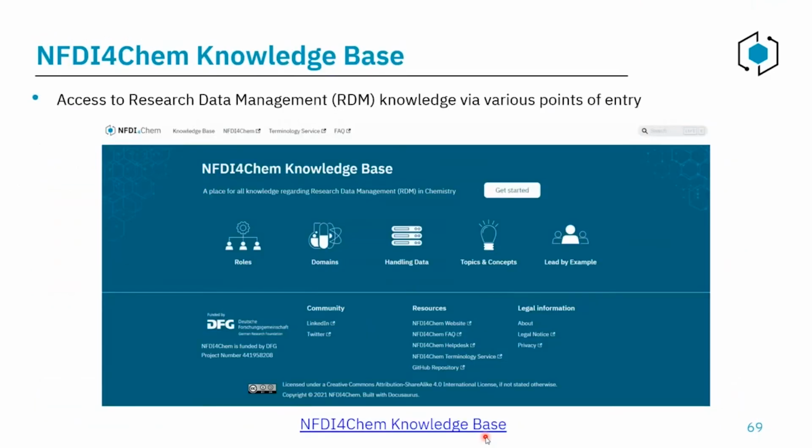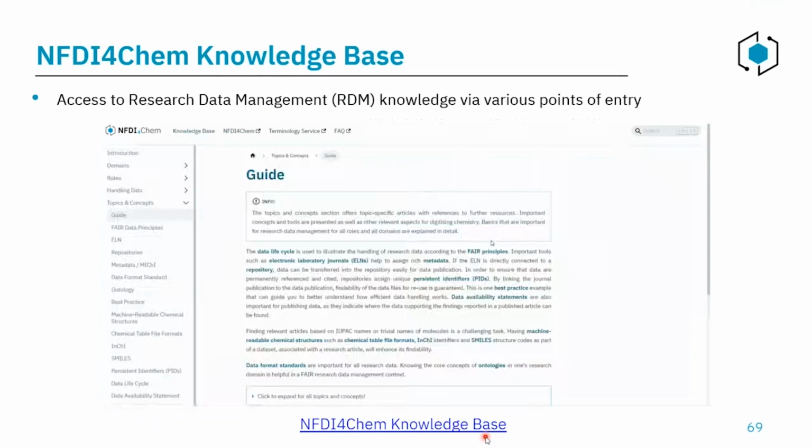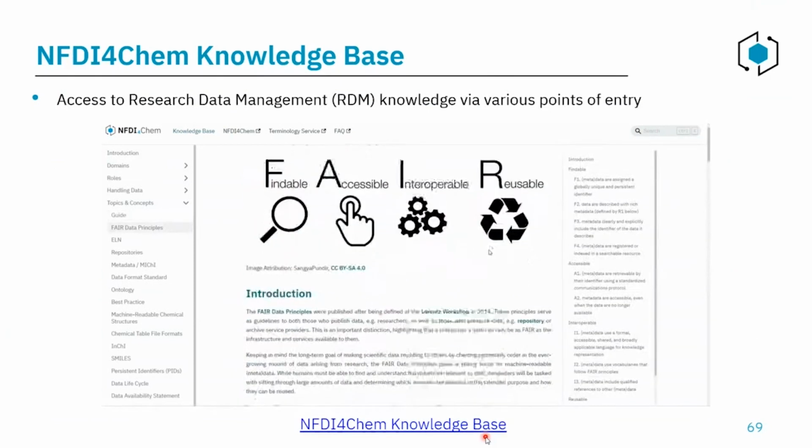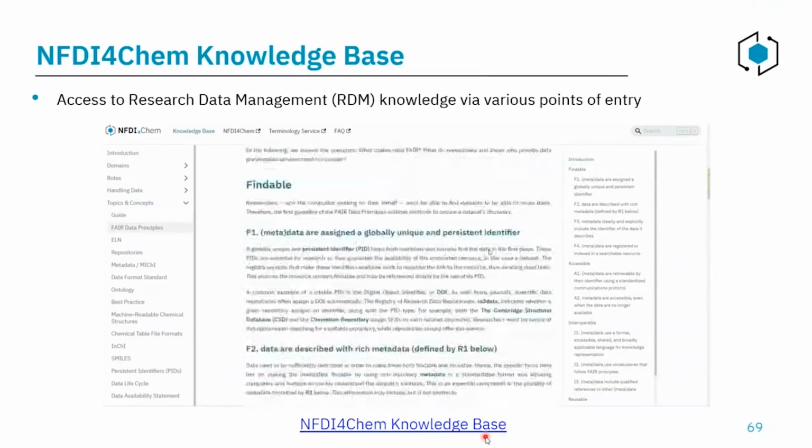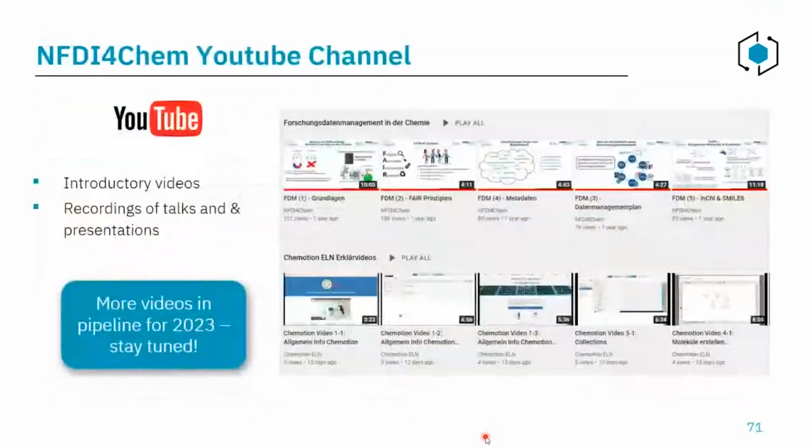We have a knowledge base. The knowledge base is like a Wikipedia for research data management, but focused specifically on chemistry. Here you can look up various concepts of various depths. There are some very easy things such as what are the FAIR data principles, but also some more in-depth articles such as how do I choose which repository for which data type. For teaching and training, we have an NFDI4Chem YouTube channel as well, where various more general RDM concepts are explained, so feel free to check that out.